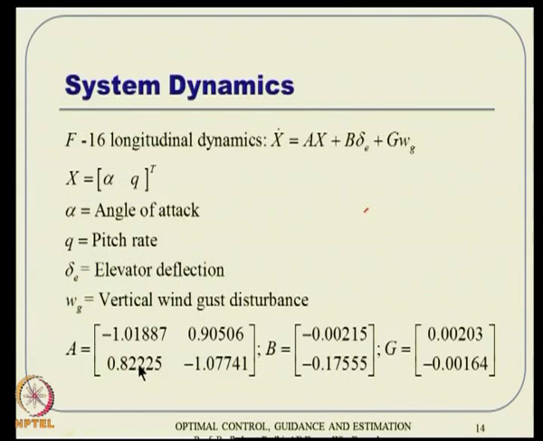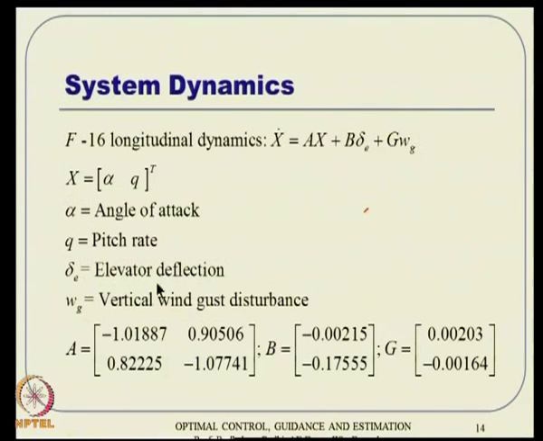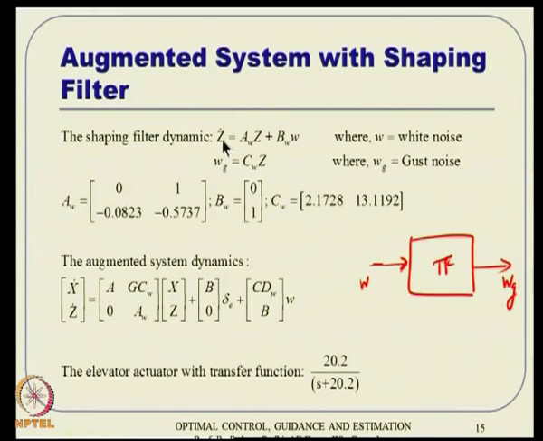So, now what you tell is, okay, I have got a system dynamics, but there is a wind gust dynamics, which is represented as this system dynamics. So, I will put them together now. X dot comes from here and the Z dot comes from this part of the story, and then I will put them together here.